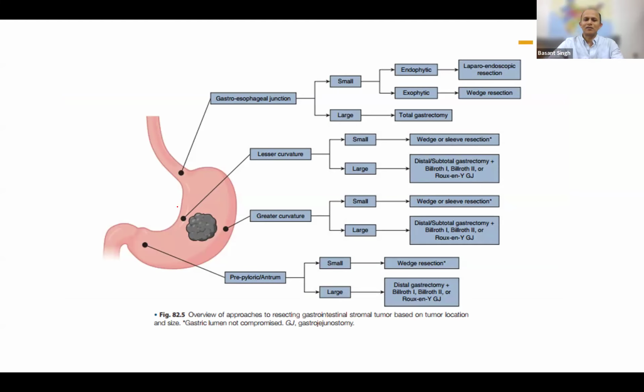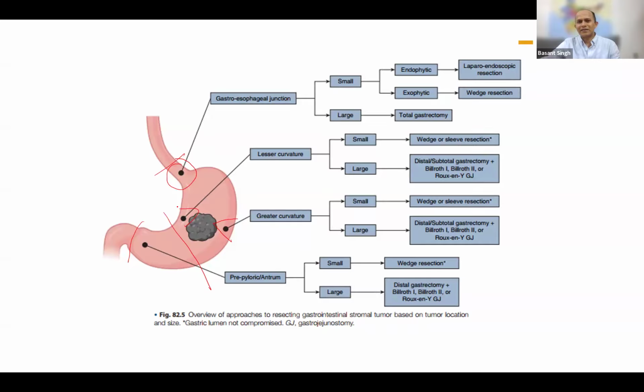If you have a GIST here, what surgery will you do? It's very simple. If you have a small GIST, you do a wedge resection; large GIST, you have to do a gastrectomy. Here, again, the answer would be distal gastrectomy. Here, wedge resection or a proper gastrectomy. One thing to know in cardiac GIST: if you have a very small GIST here, the treatment will be a total gastrectomy.